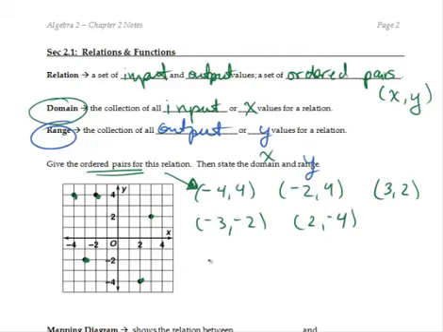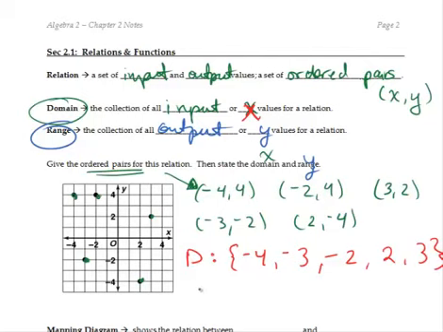Okay. When we talk about the domain, we're going to use this color for domain. We're listing only the x values, right, for domain, only the x values. So -4 and -2, typically though we go in numerical order, so -2 is one of them, but I'm going to leave a space because we also have a -3. Then we have a +2 and a +3. Those are all the domain, or all the x values of this relationship.